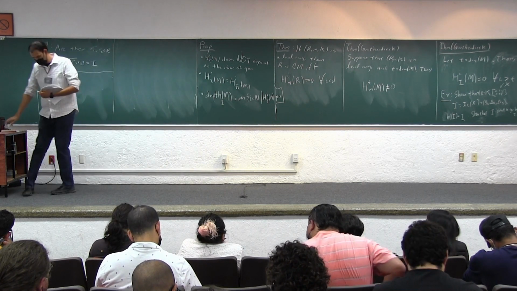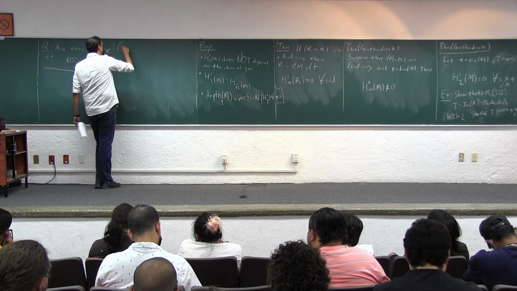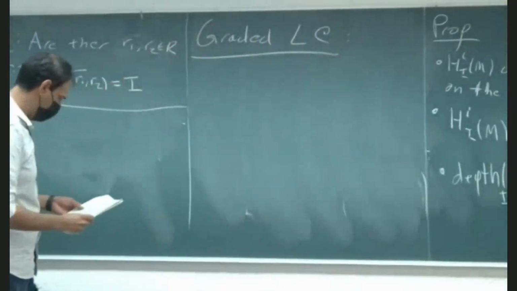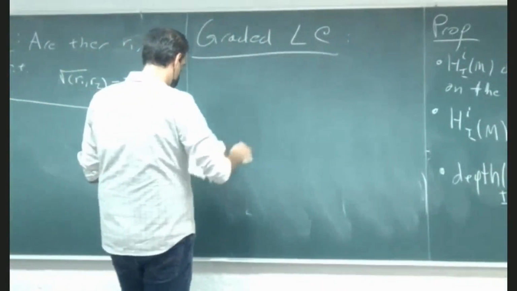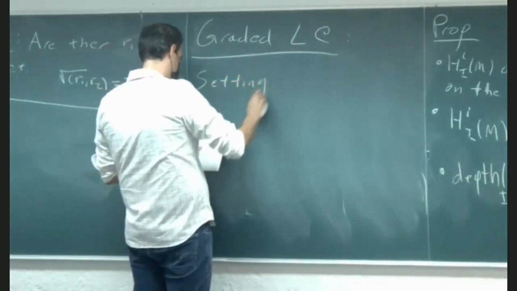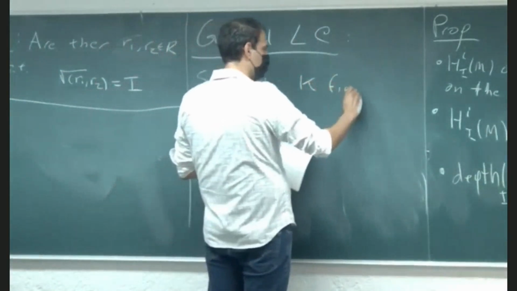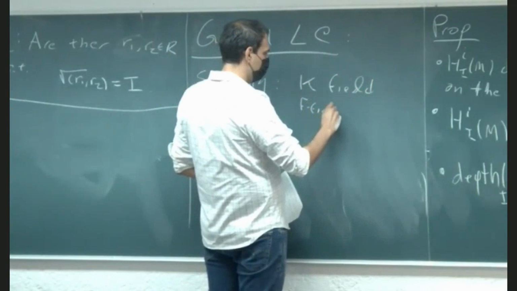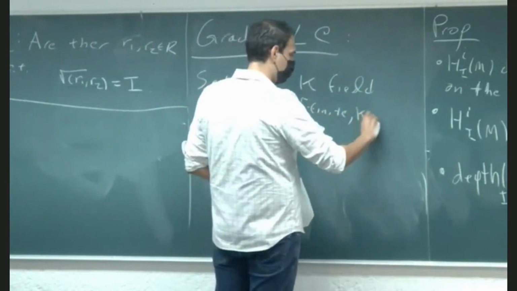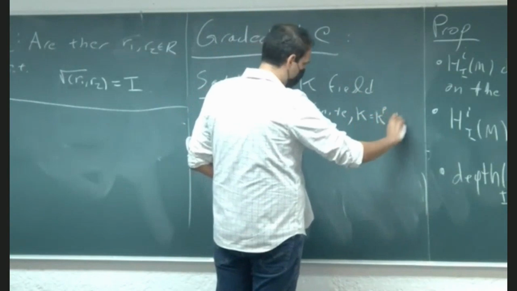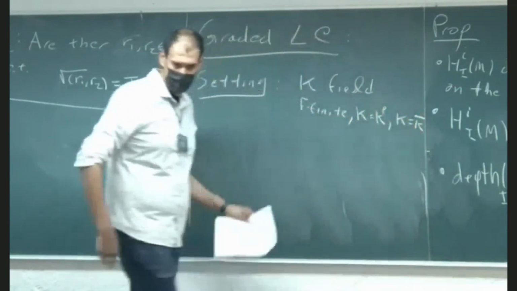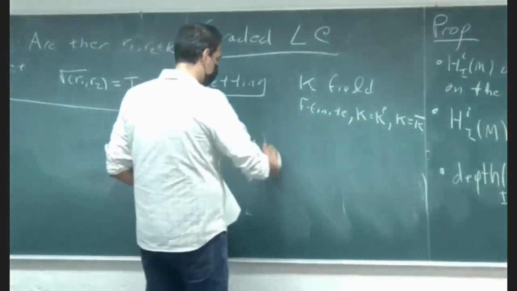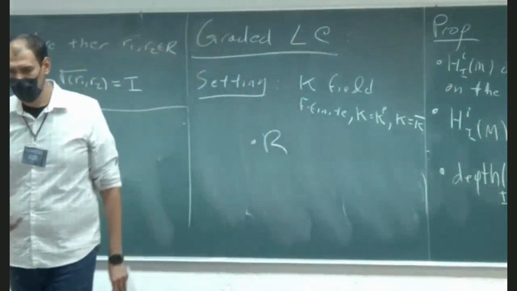So now let's do some graded version of local cohomology. Let's do some specific settings. So again, K is a field. Because we're going to relate this with Frobenius, just assume that this is a finite field. Or you may assume that K is perfect. Or if you want, you can assume that K is algebraically closed. Any of these is fine.